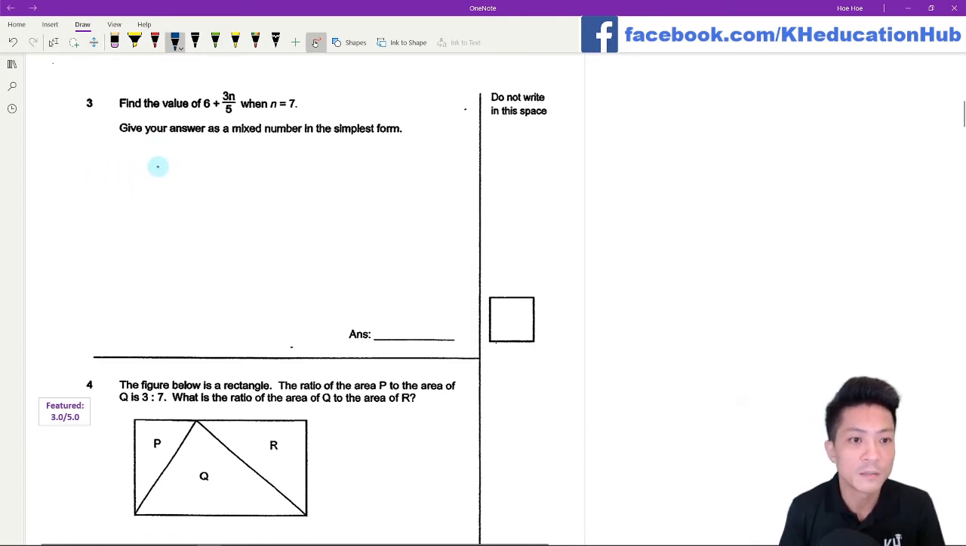Question 3. Find the value of 6 plus 3n over 5 when n is equal to 7. Give your answers as a mixed number in the simplest form. Now I'm going to write down the working here. 6 plus 3 multiplied by 7 over 5. This is going to be equal to 6 plus 21 over 5.